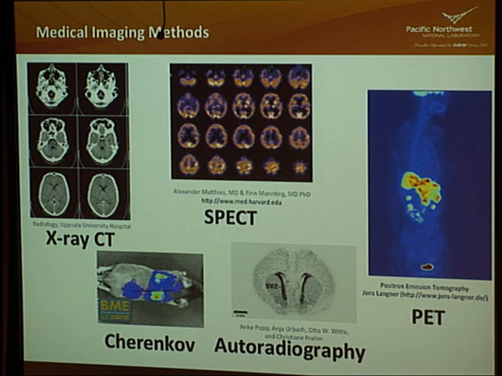There's also a technology that is called Cherenkov imaging. When you have a particle that's traveling faster than the speed of light inside of a material, it'll produce light. Here's a technique that's now being investigated where you can image that light and see what the distribution is inside of the body.